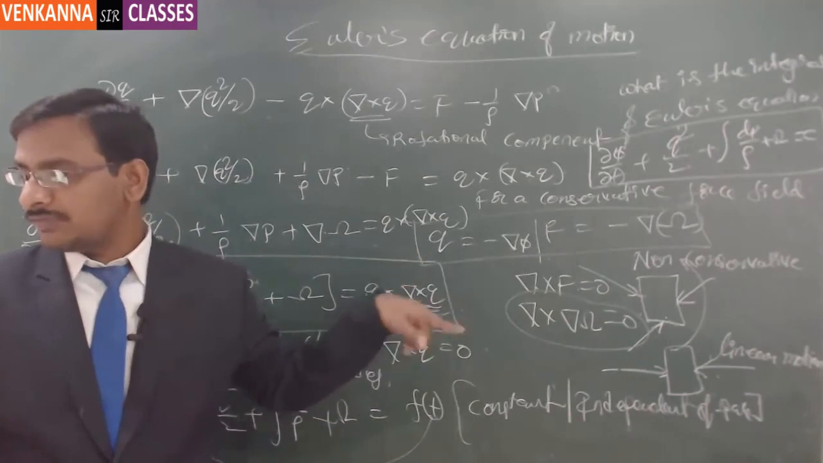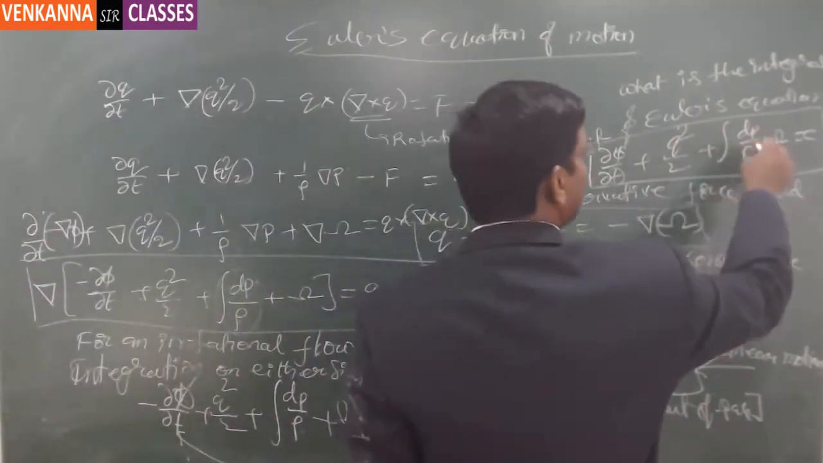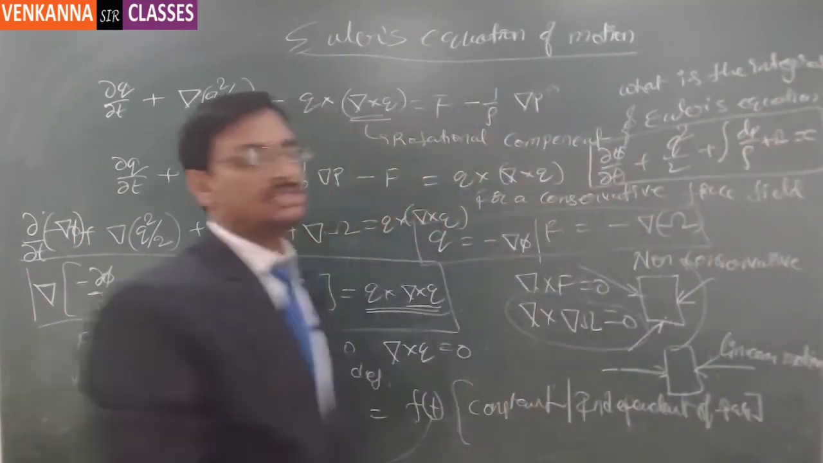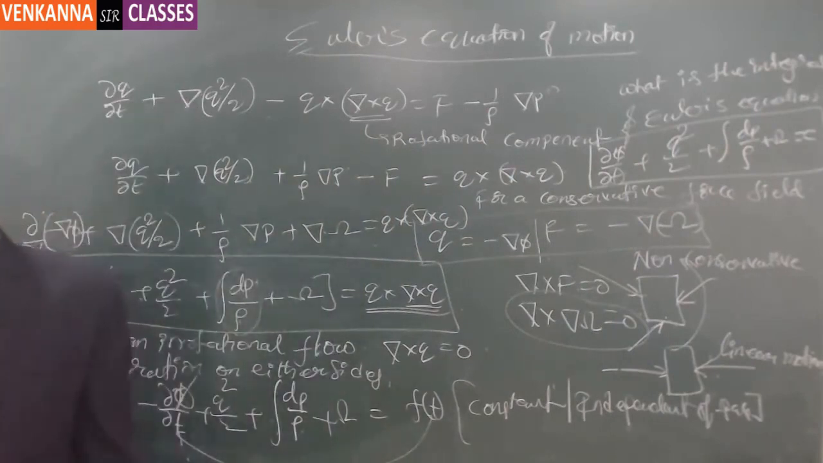Suppose if it is steady flow, then this will become q square by 2 plus integral dp by rho plus omega is equal to constant, and this part will become 0 because phi is independent of t. Got it? Is it noted? Okay.